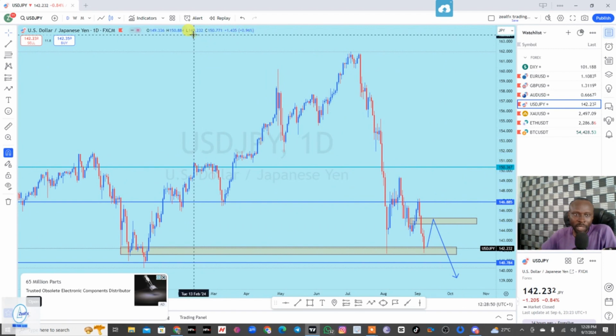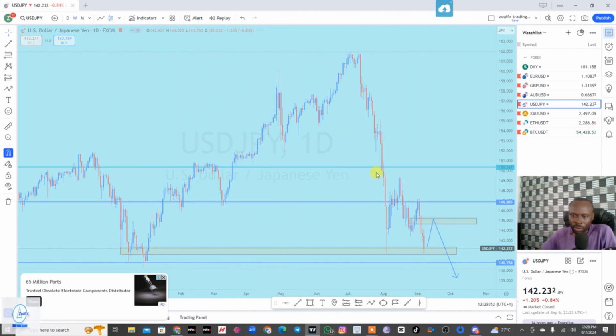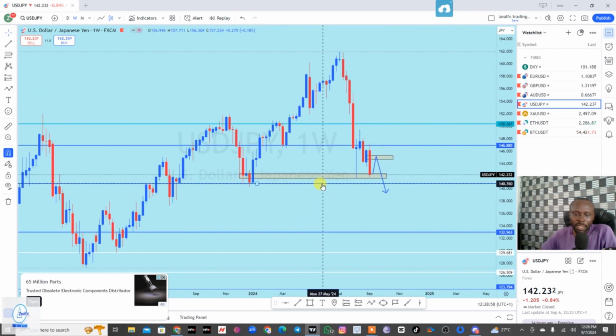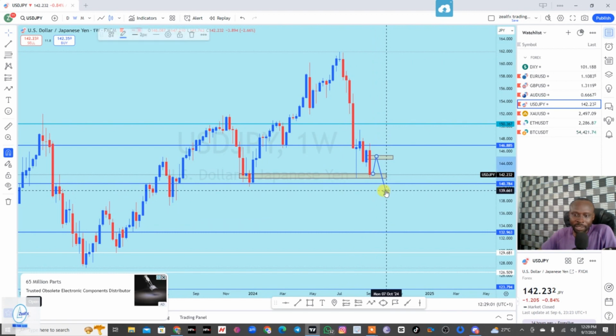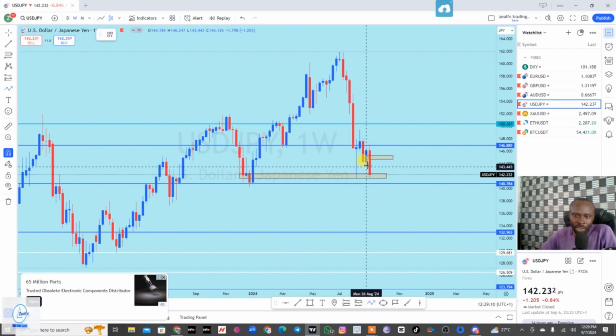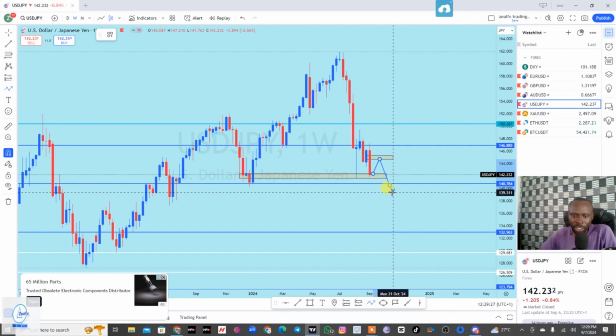So let's look at the weekly candle, how the weekly candle closed. On my weekly chart, you can see that USDJPY currently has converted a support to a resistance on the weekly chart. This level was a support level. You can also see price converted this support level into a resistance, which means we'll be expecting a retracement of price back to this region. Then we see price dropping to this level. Then if price breaks this level, we see price heading back to this level.